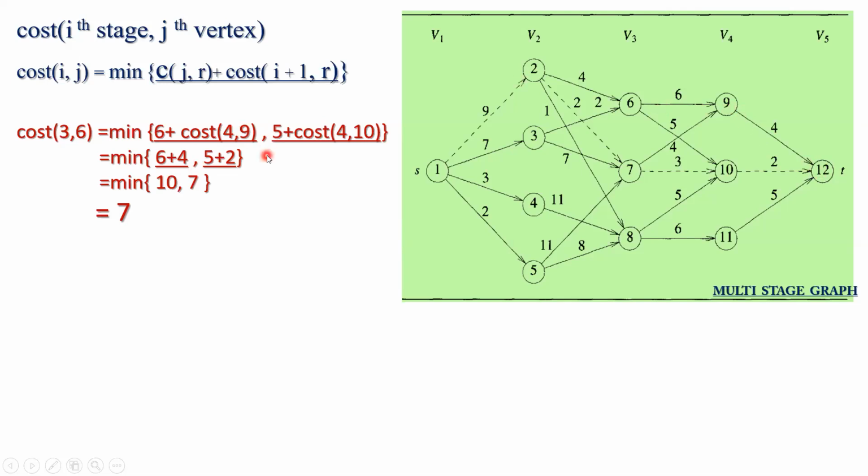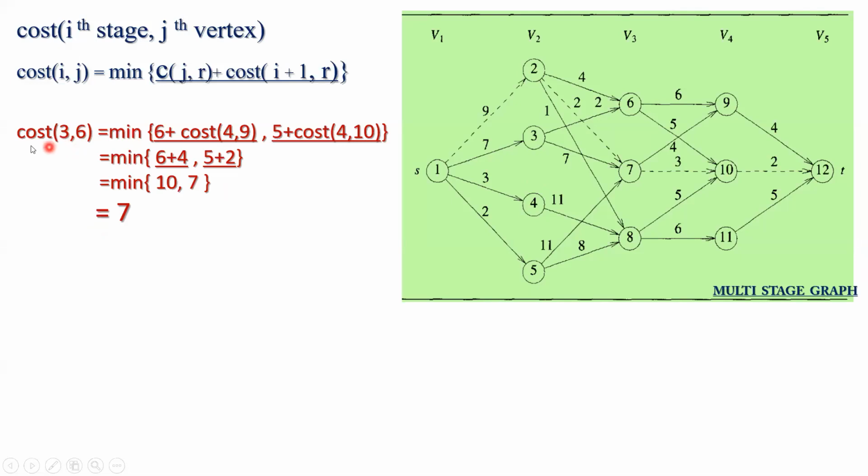Next, I have one more option. What is the option? 5, which means 6 to 10. Now J is 6, R changes. Instead of 9, now I change R to 10. 6 to 10, the cost is 5, plus cost of vertex 10 at stage 4. It is 2. So 5 plus 2 is 7. So among these two options, 10 and 7, which is the minimum? 7 is the minimum, and hence the cost of vertex 6 at stage 3 is 7.